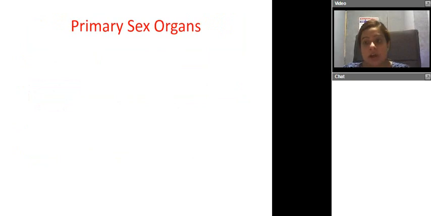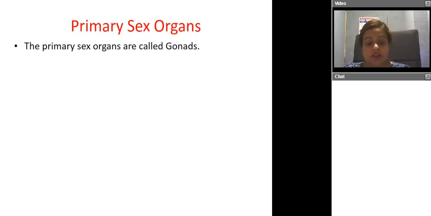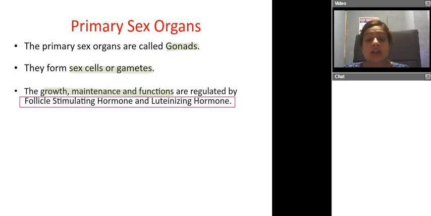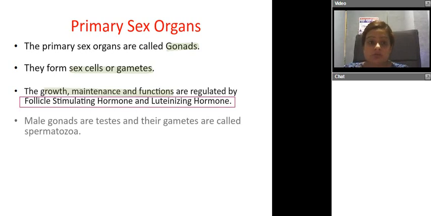Let us have a look at the primary sex organs first. Another name for primary sex organs is gonads. Gonads form the sex cells or the gametes. The growth, maintenance and functions of gonads or gametes is regulated by hormones. These are called the follicle stimulating hormone and the luteinizing hormone.